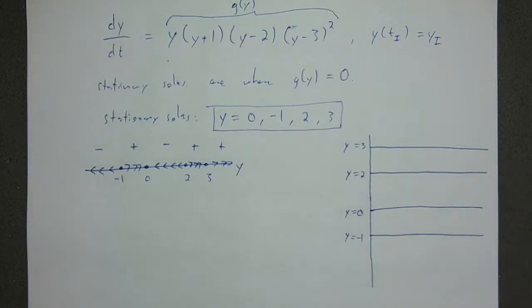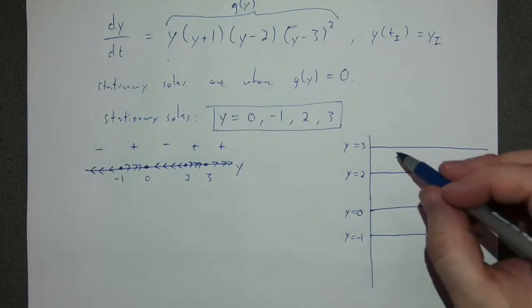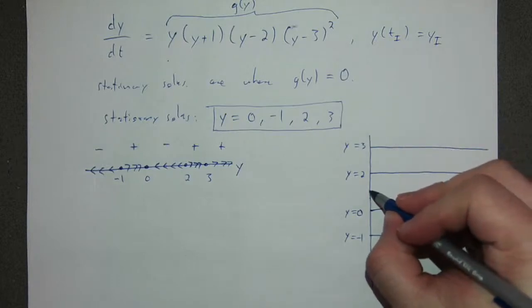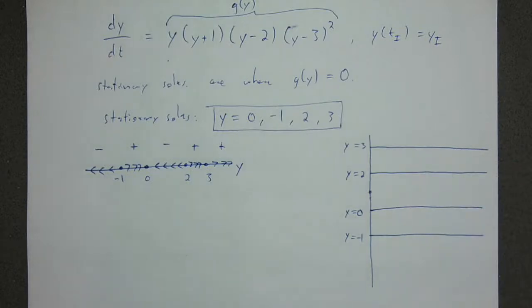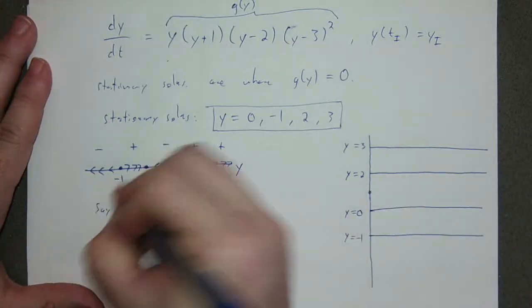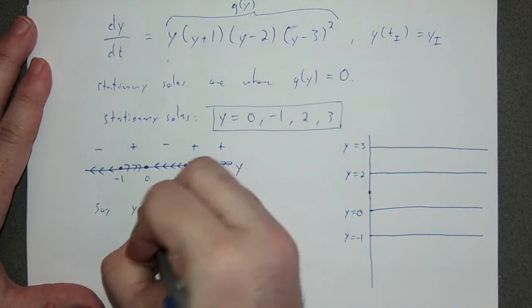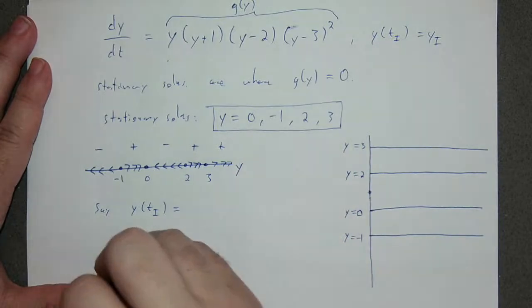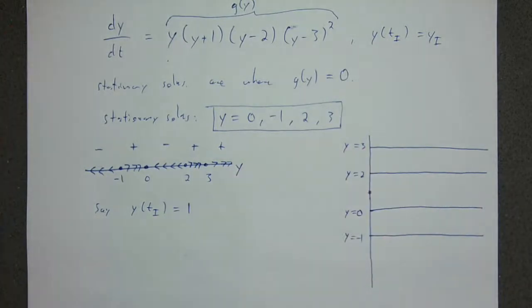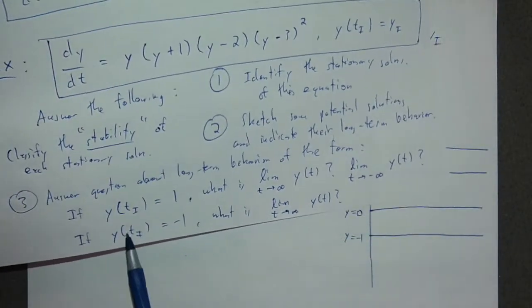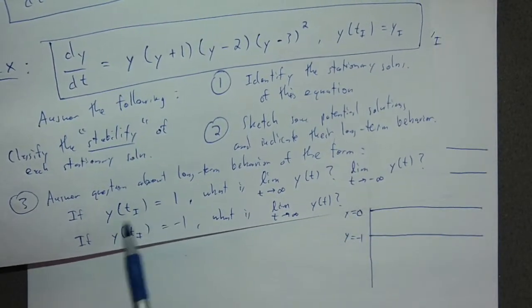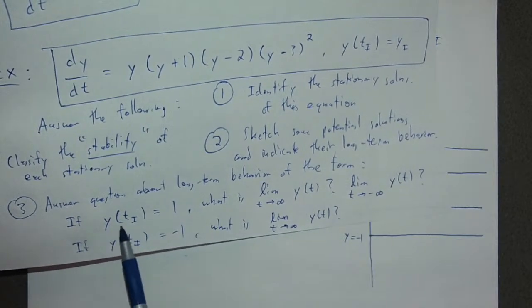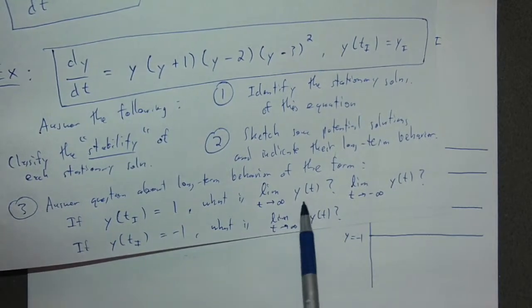But if I have some initial value, say like here, between 0 and 2, so let's say that y of t sub I is equal to 1. Okay, this was a question I asked here, right? So here's a question I asked. If y of t sub I is equal to 1, what's the limit as t goes to infinity of y of t? What's the limit as t goes to minus infinity of y of t?